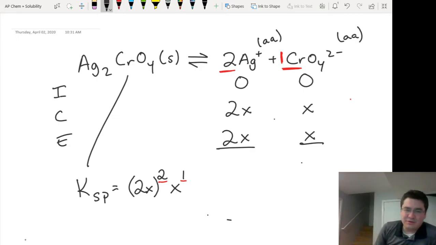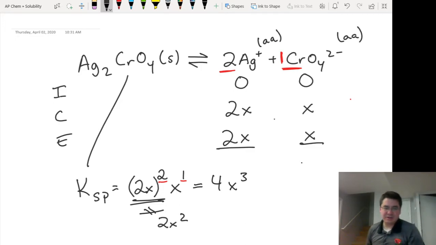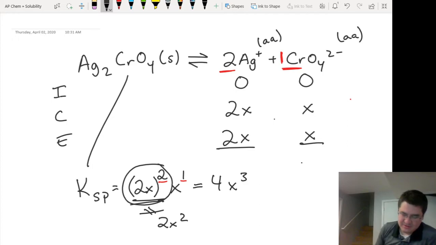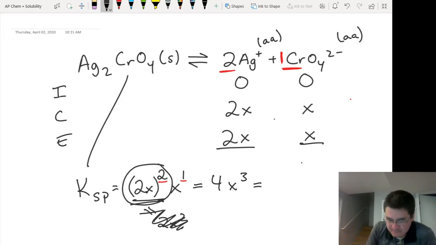So the big thing, AP will try and trick you. This doesn't equal 2x cubed. This equals 4x cubed. I don't know if they'll ask a question regarding this, but that's the common mistake. People think that this simplifies to 2x squared, which is not true. You've got to account for distributing that 2, multiplying the 2 times 2. So you end up with 4x squared there, which makes 4x cubed. And that equals, Arthur's got it. What's the value? 1.12 times 10 to the negative 12.